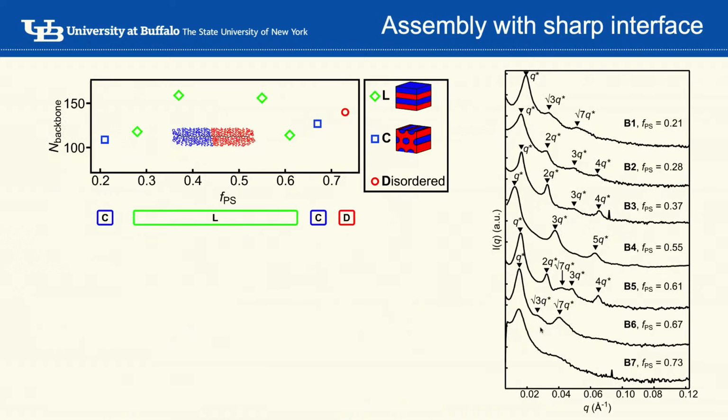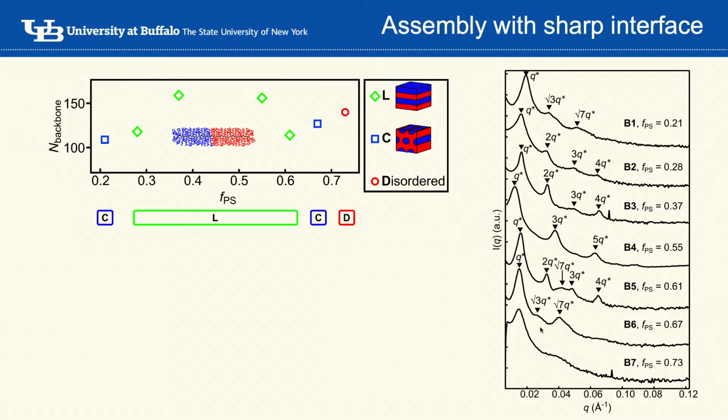It turns out that these gradient polymers exhibit very different self-assembly characteristics than their counterparts with sharp interface. So this is a phase morphology map of a bottle brush copolymer that has a sharp interface. What is a morphology map?